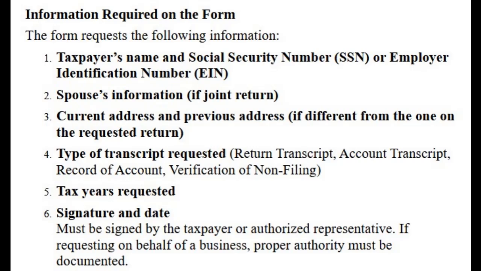5. Tax years requested. 6. Signature and date. Must be signed by the taxpayer or authorized representative. If requesting on behalf of a business, proper authority must be documented.